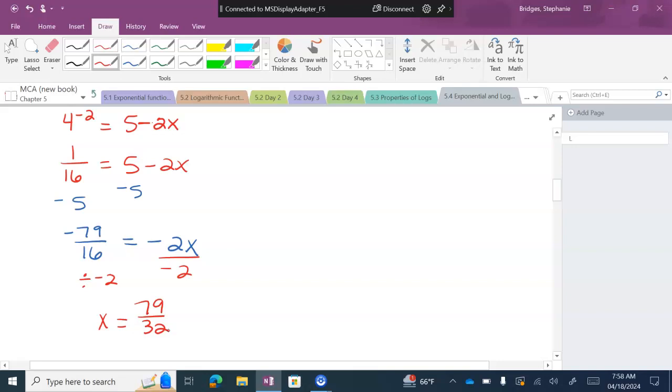You have a calculator? You need one? Yeah, that won't work with fractions.